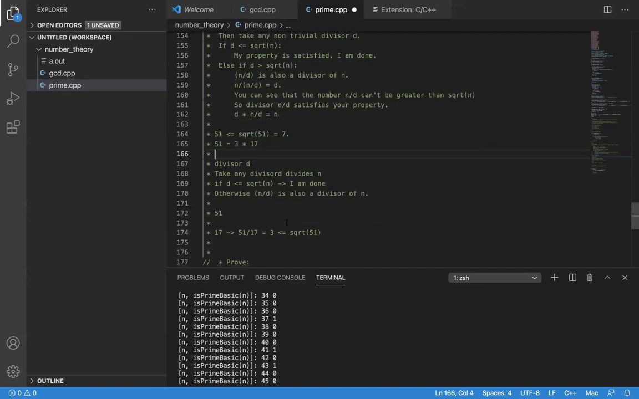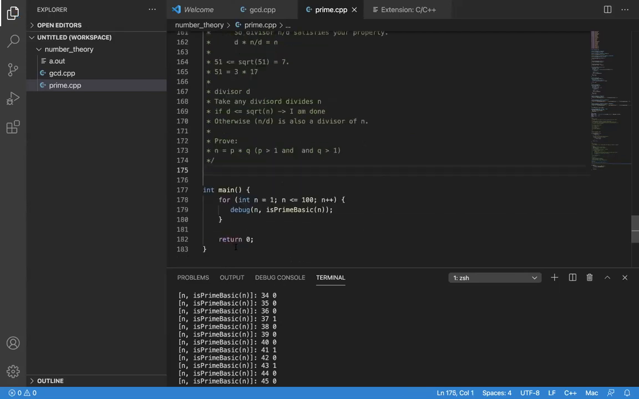So the idea is you take any divisor. Either that number will be less than square root of the original number, or you divide the original number by that number and the remaining number will be less than or equal to square root of n. Both of them cannot be greater than square root of n. That is the idea. Is everyone clear with the idea?